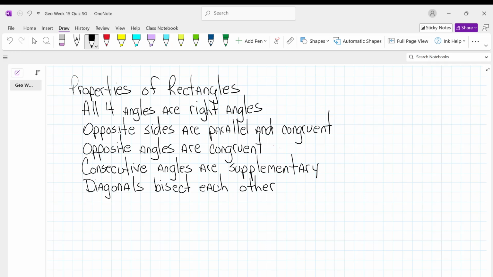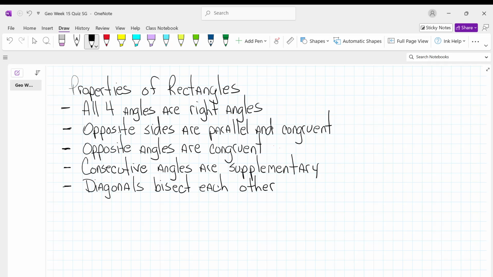All right, so 5 properties of rectangles. All 4 angles are right angles. Opposite sides are parallel and congruent. Opposite angles are congruent. Consecutive angles are supplementary. And diagonals bisect each other.